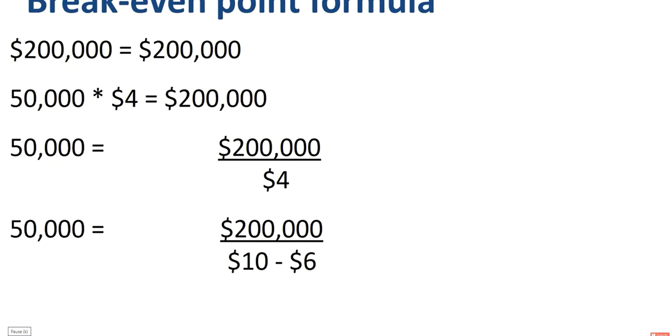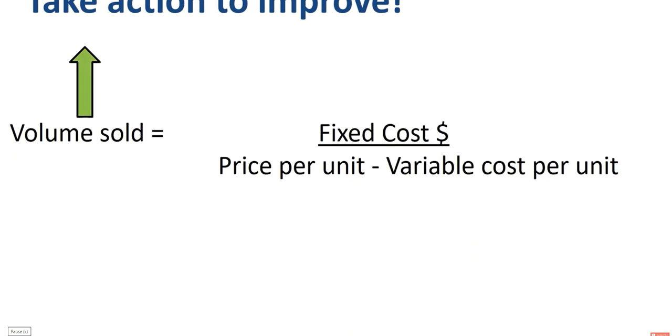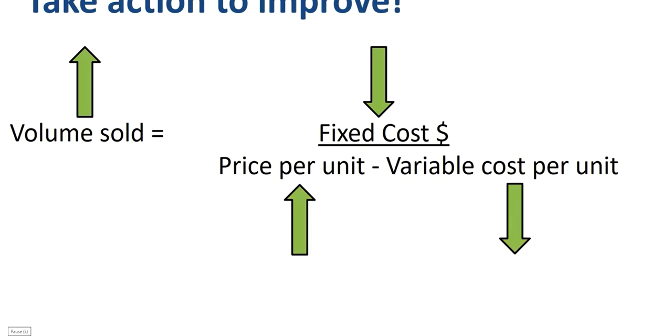That's all very interesting, but what should the business owner do with this information? The first thing that comes to mind is to try to sell as many units as possible. Increase the volume sold. But that's not the only choice the business owner has. He or she can also work on reducing the fixed costs, increasing the price per unit, or reducing the variable cost per unit. Work on all these variables at the same time, and the break-even point becomes dynamic instead of static.